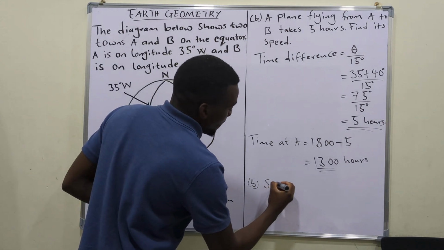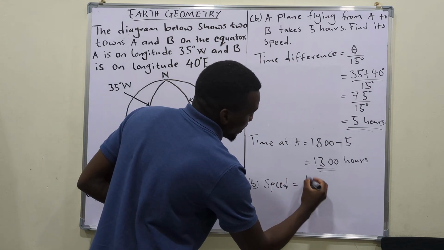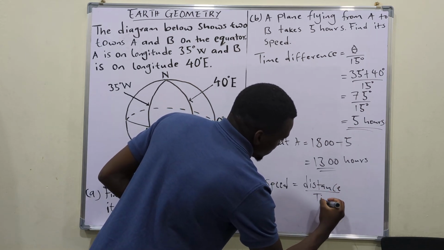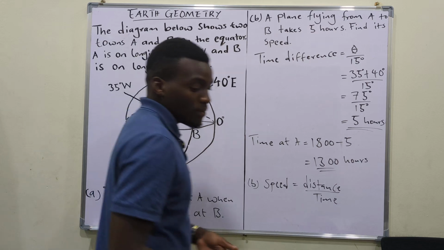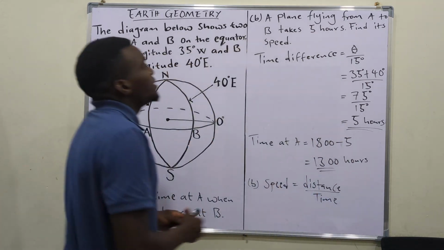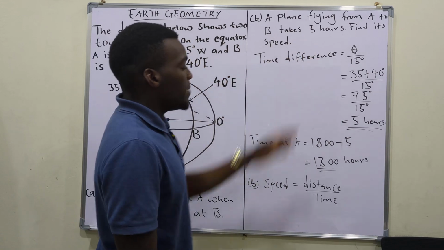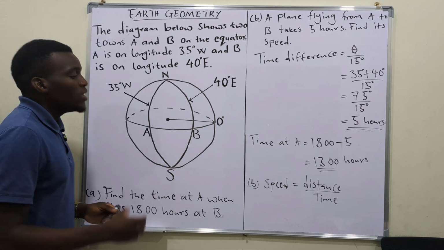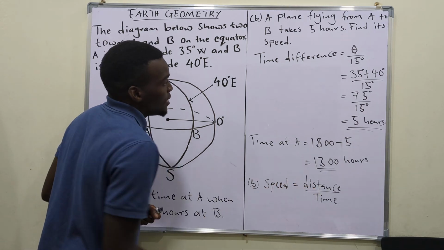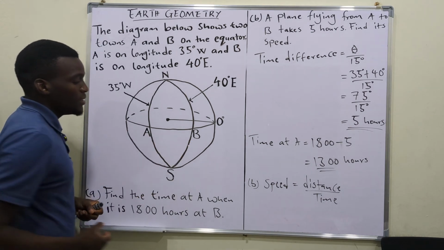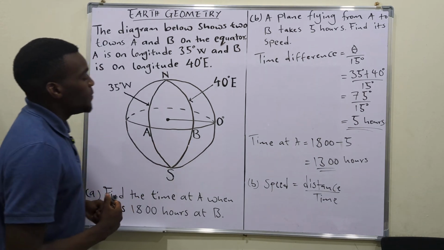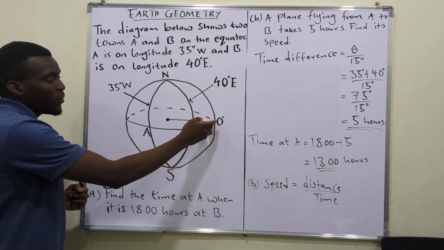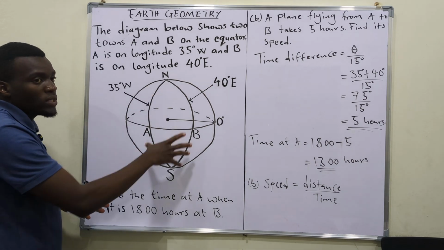Now, speed is given by distance over time. When we look at our question here, the time is given, but the distance is not there. So we have to find a way to calculate the distance between these 2 points A and B. And one thing you have to know is that the distance along a great circle, like the equator, and other great circles are all the longitudes.